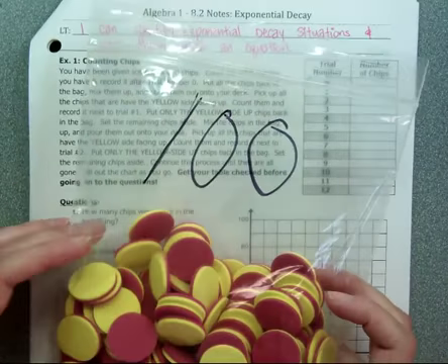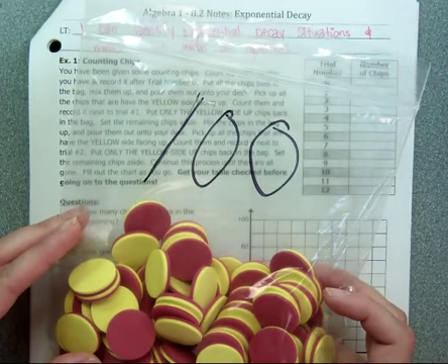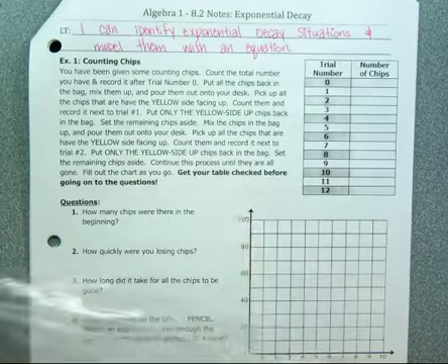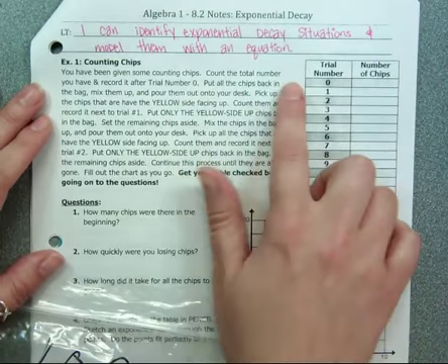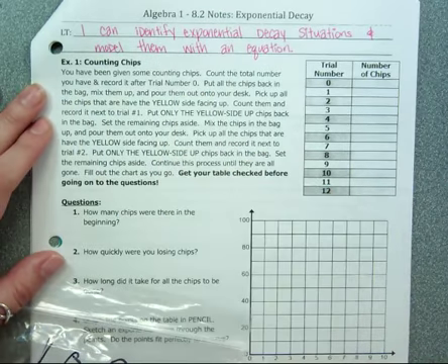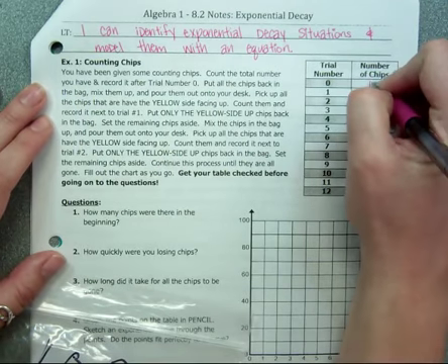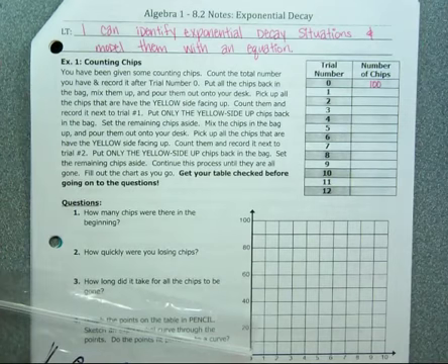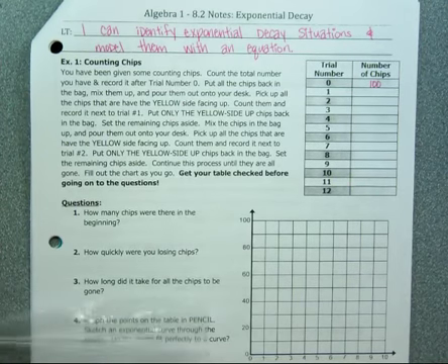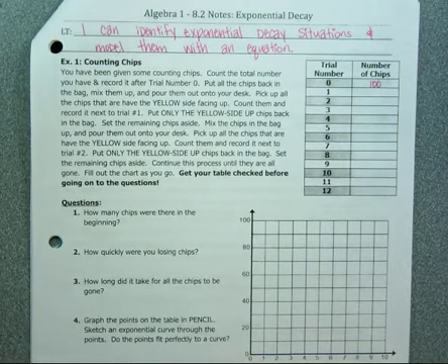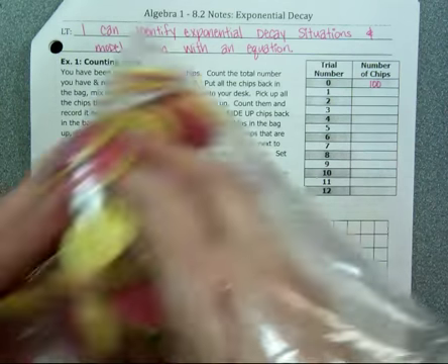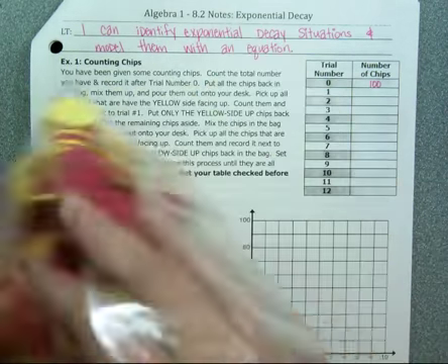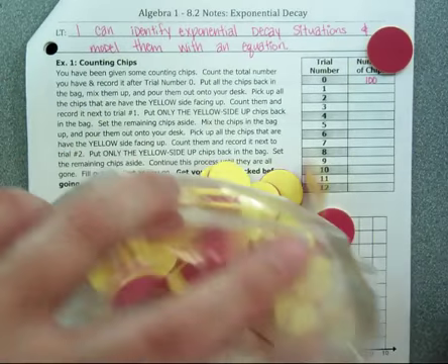So I'm going to start out, and I'm going to have a bag of 100 of these counting chips. So we've been given some counting chips. Count the total number you have and record it next to trial 0. So we have 100 chips. Go ahead and write that in your table. Now, it says put all the chips back in the bag, mix them up. Mix them all up and pour them out.